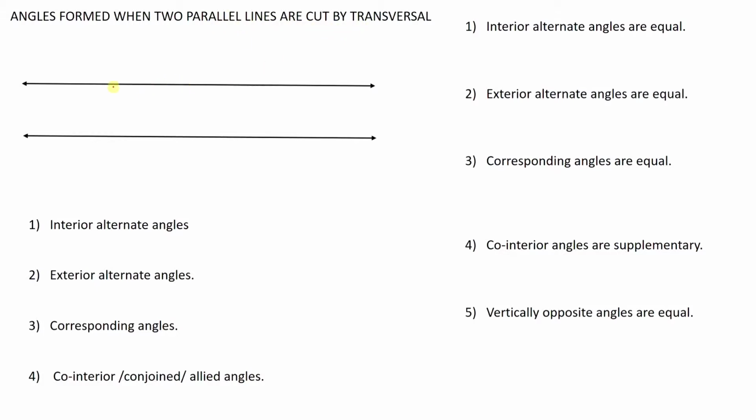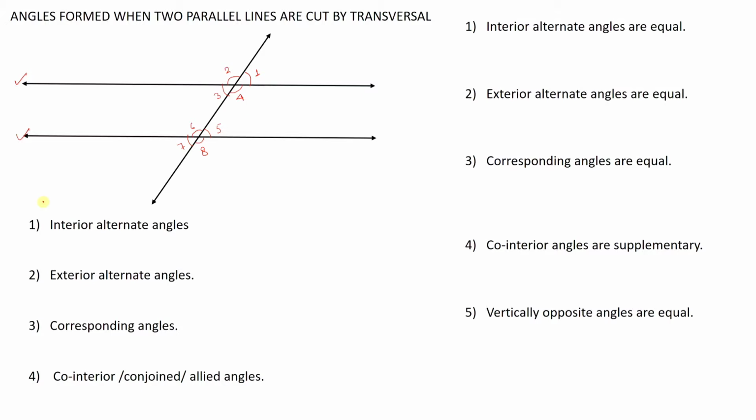Here we are considering two parallel lines, this one and this one. When these parallel lines are cut by a third line, that is the transversal, then four angles are formed at each intersection. Look at this. Angle 1, this one is 2, this one is 3, and this one is 4. Similarly here 5, 6, 7, 8. So in total 8 angles are formed. These angles have certain names.